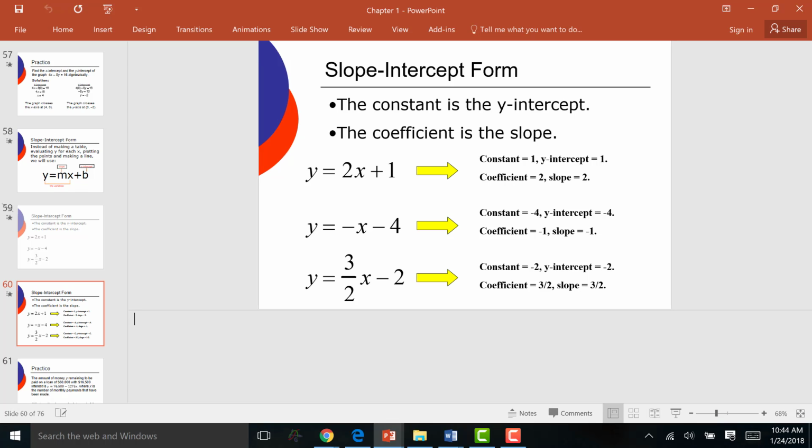Alrighty, so this next slide shows you the answers of what we just figured out. Alrighty, next slide.